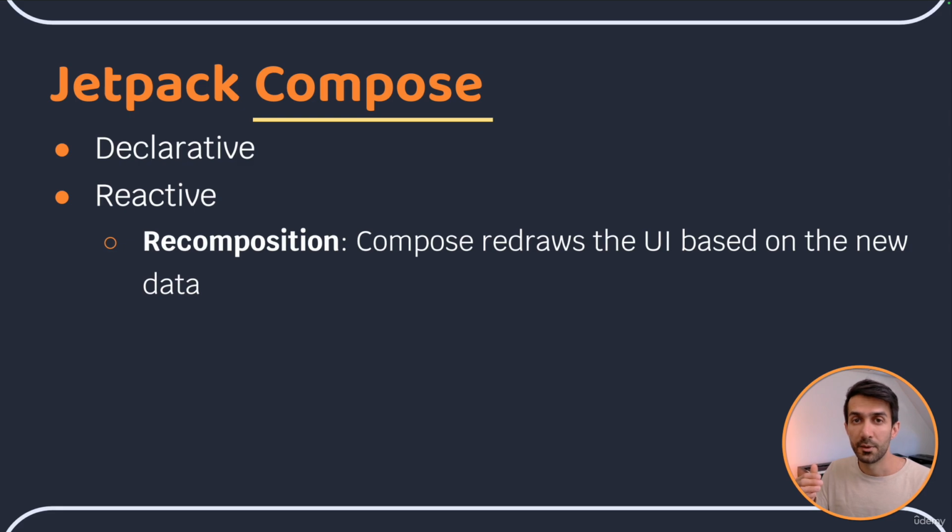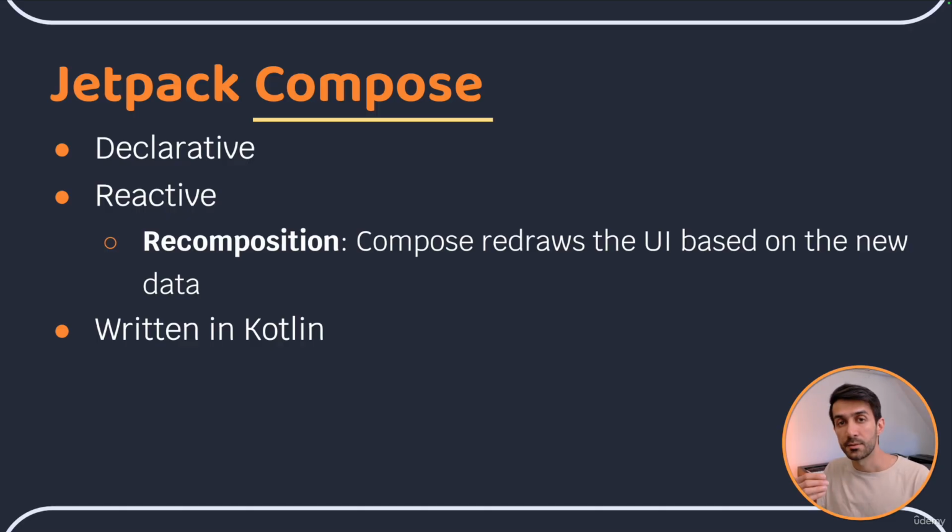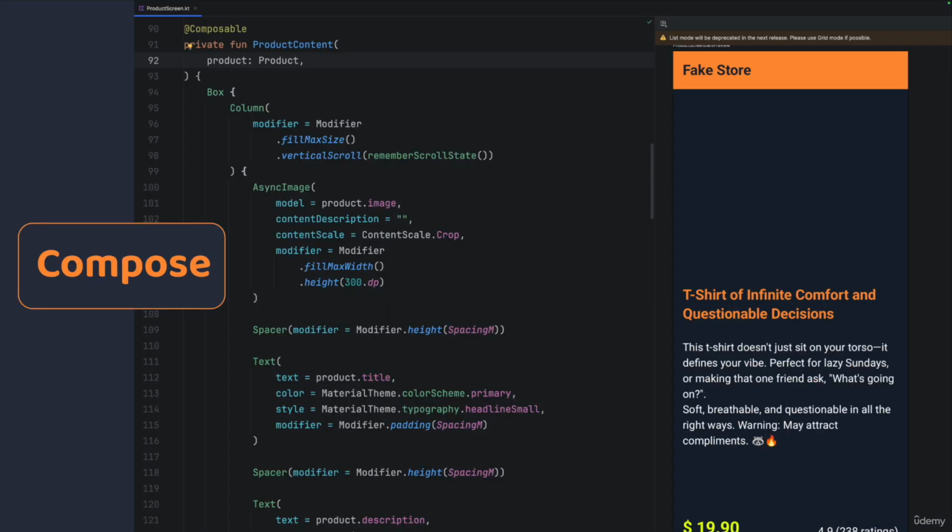And a key part of Jetpack Compose is that it's written in Kotlin. And that brings all the goodies of Kotlin into building the layout. That means the simplicity of Kotlin code and building reusable UI components easily. So how does it look like? For the screen that you see on the right side, you can see the Compose code of it on the left side. As you see, it's very declarative.